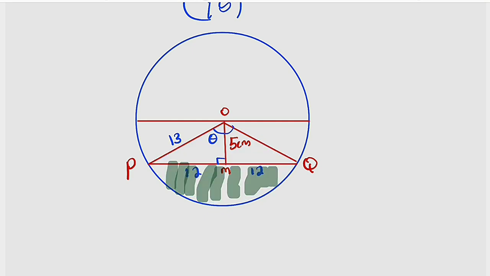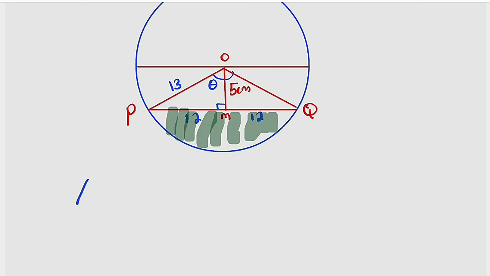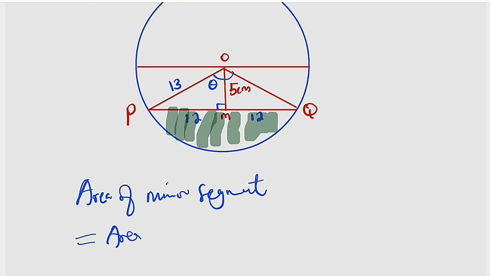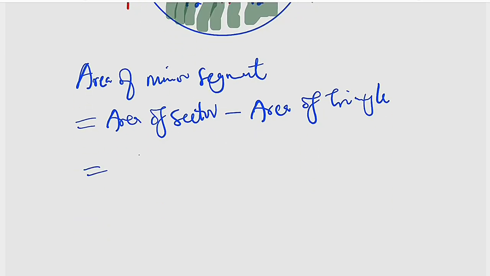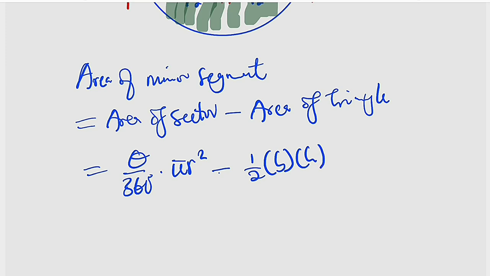So let's do that. So area of minor segment will be equal to the area of sector minus area of triangle. So what will be the area of sector? It will be the angle subtended out of 360 degrees multiplied by pi r squared, minus area of triangle, which is what? Half the base times the height.